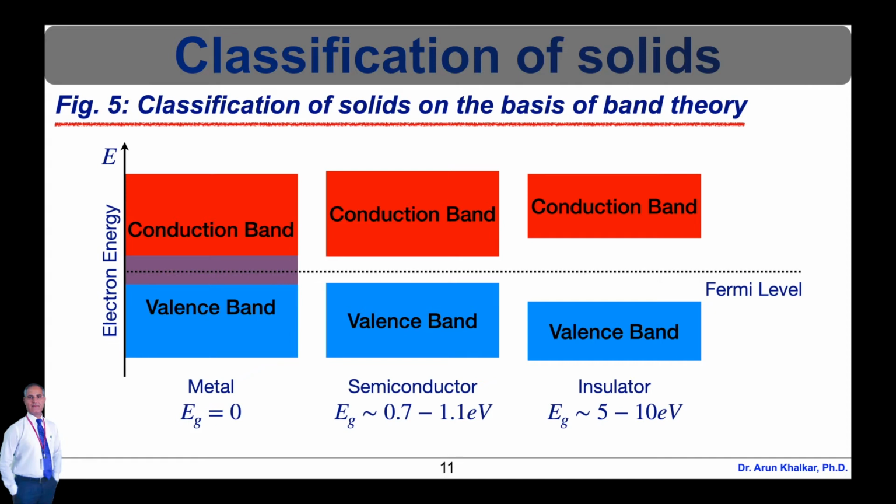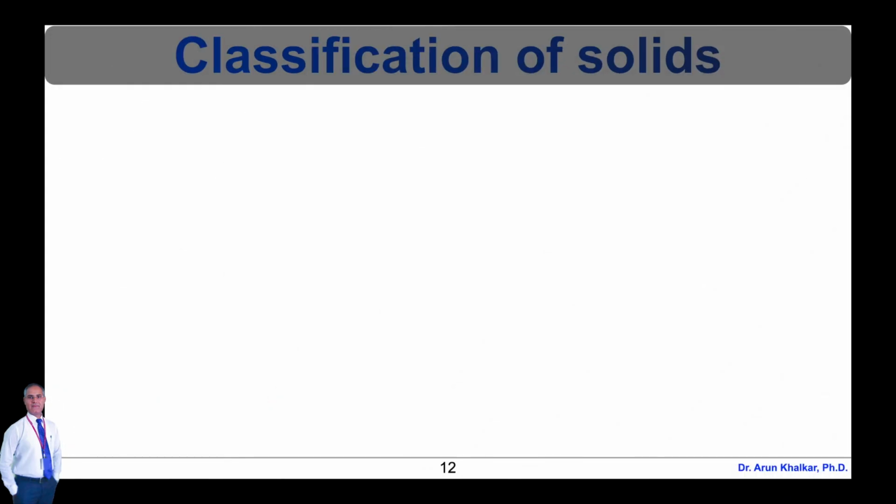For insulators, however, there is a large band gap between the initial energy state and the next possible value, and so a huge amount of energy is required to cause the electron to be freed and accelerated as current. Therefore, the energy band gap is around 5 to 10 electron volt. This is all seen in the band diagram, figure number 5.